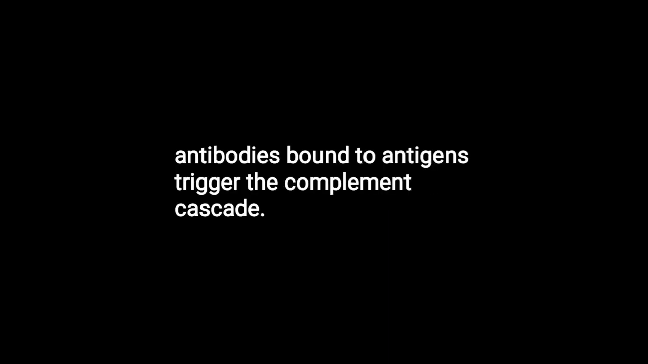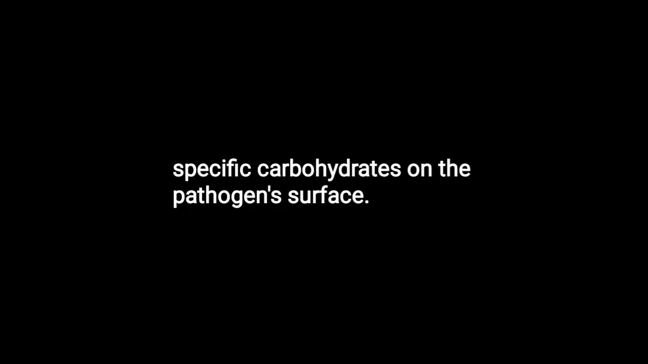The complement system can be activated through three main pathways: the classical pathway, the lectin pathway, and the alternative pathway. Each pathway has distinct triggers but converges at the activation of C3. In classical activation, antibodies bound to antigens trigger the complement cascade. The lectin pathway is activated by the binding of lectins to specific carbohydrates on the pathogen's surface. The alternative pathway can be spontaneously activated on pathogen surfaces without antibody involvement.